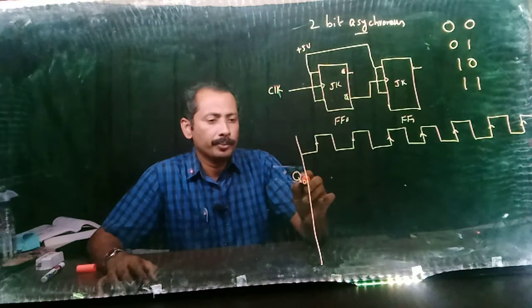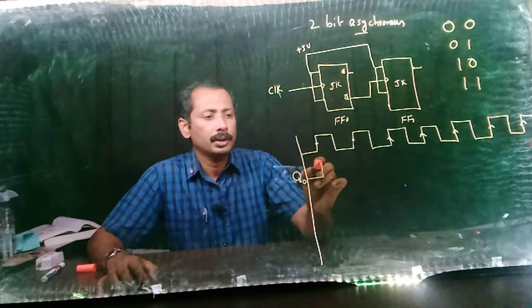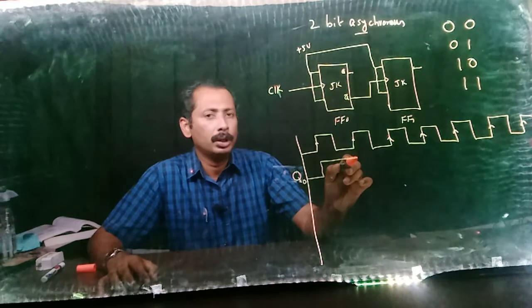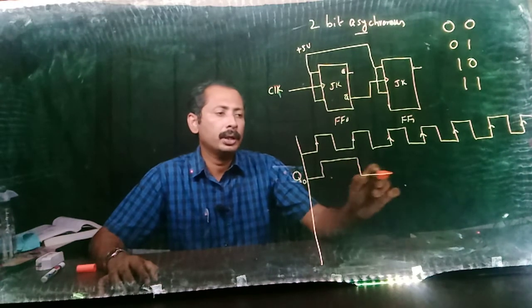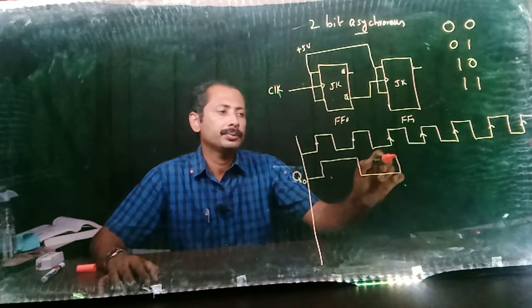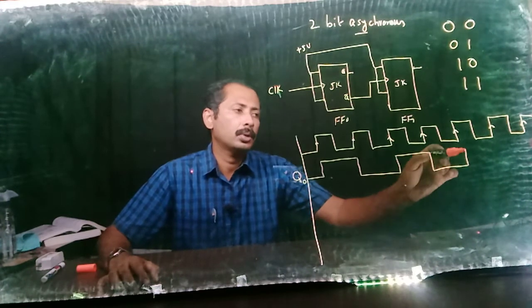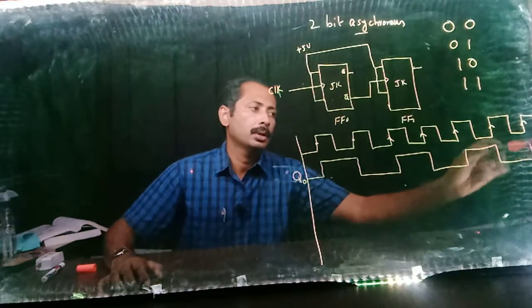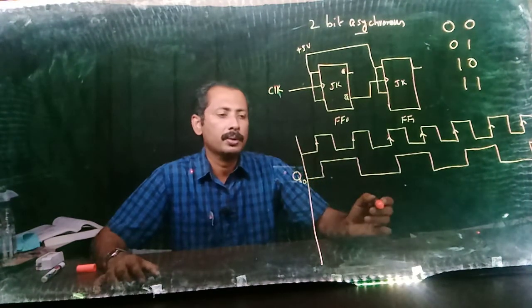When the clock is applied, it toggles. During the next clock pulse, it again toggles. During the next triggering edge, it toggles. During the next, it toggles. So during the positive edge only, it toggles.